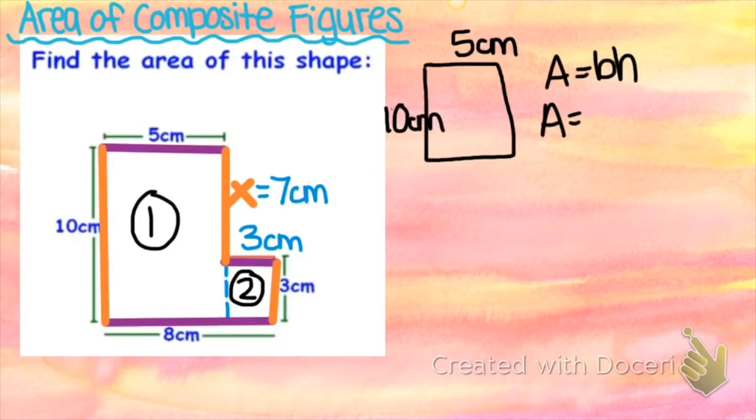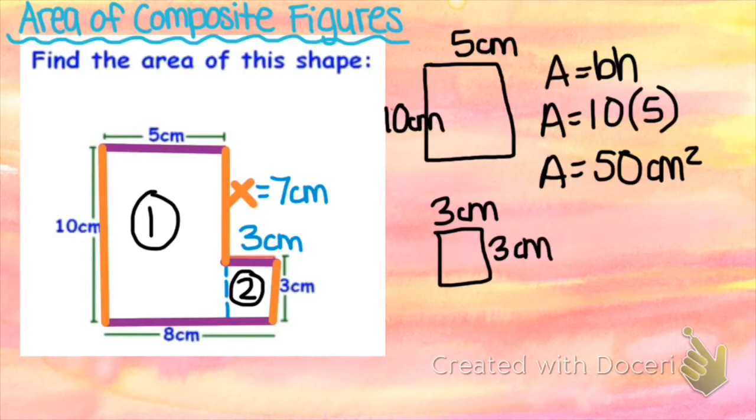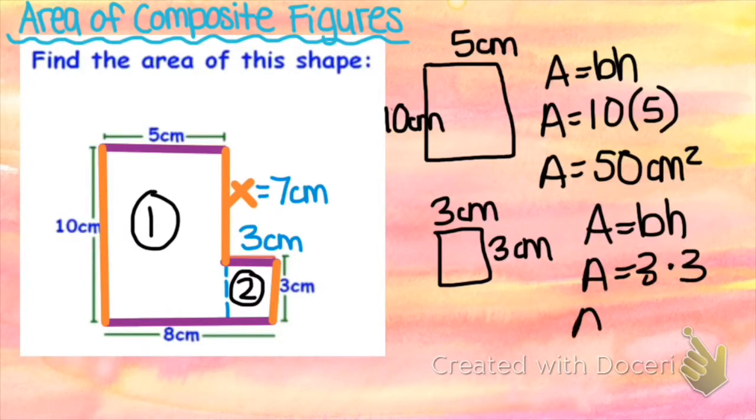I'm going to build an equation to solve for area of this actual rectangle. I need to substitute with 10 times 5, and so I know my area is 50 centimeters squared. I also need my little rectangle, and this is a 3 centimeter by 3 centimeter square, actually. Although it doesn't look like a square, these measurements tell me it is a square. So I know that area equals base times height, and area equals 3 times 3, so area equals 9 centimeters squared.